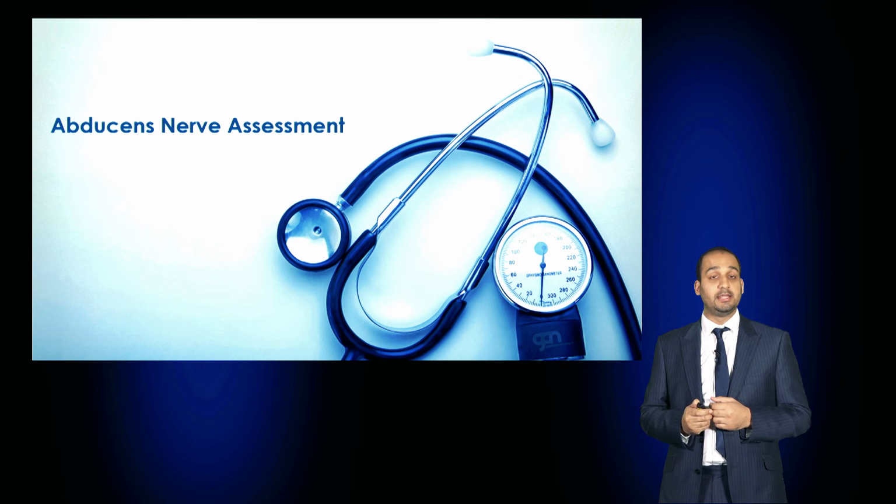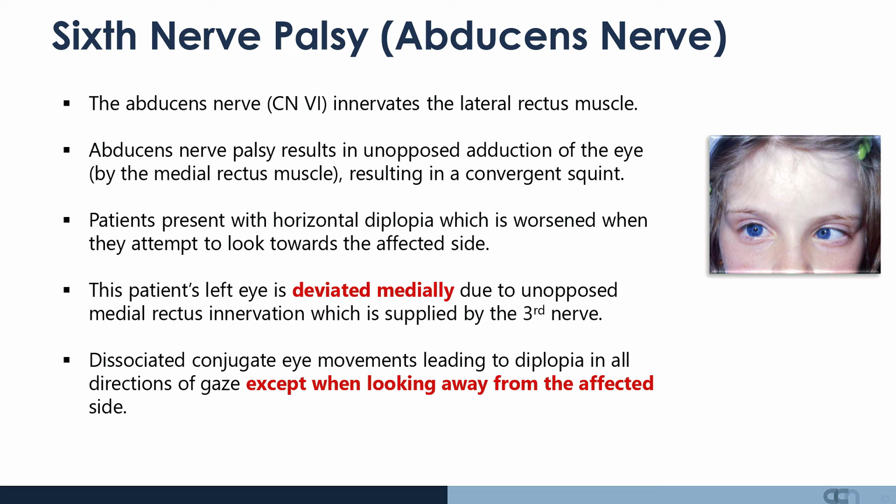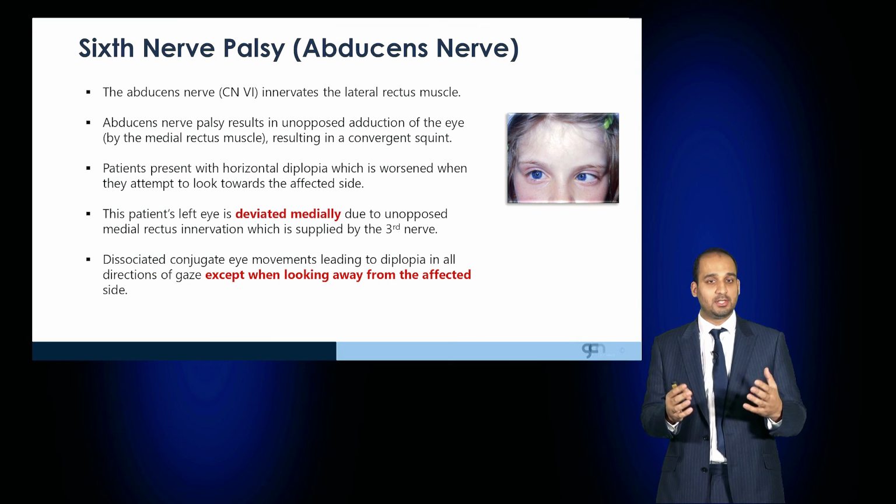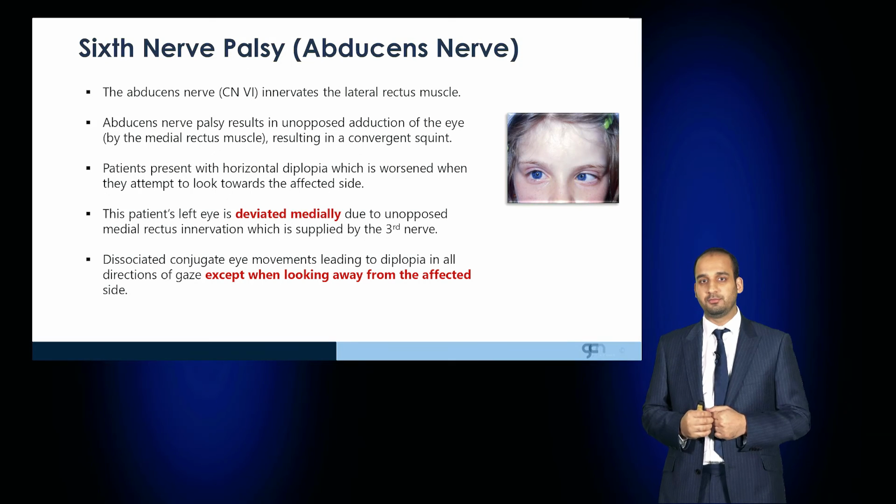And the sixth cranial nerve, the abducens nerve, innervates the lateral rectus, which is involved in abduction of the eye. Abducens nerve palsy, therefore, results in unopposed adduction of the eye by the medial rectus muscle, resulting in a convergent squint. Patients present with horizontal diplopia, which is worse when they attempt to look towards the affected side, and the patient's left eye is deviated medially due to the unopposed action of the medial rectus, which is innervated by the third cranial nerve. So on examination, the patient will have disconjugate eye movements leading to diplopia in all directions of gaze except when looking away from the affected side.